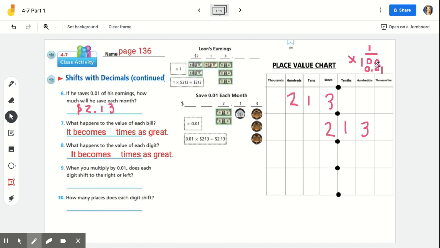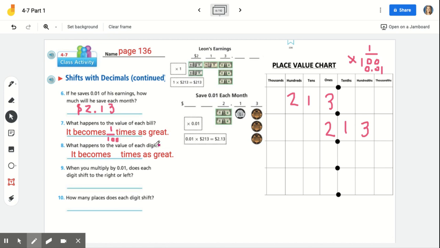1/100th. Our values of our bills, they're becoming 1/100 times as great. They're getting smaller. That word great is kind of deceiving. This value is less than 1. They are getting smaller, 1/100 times as great.